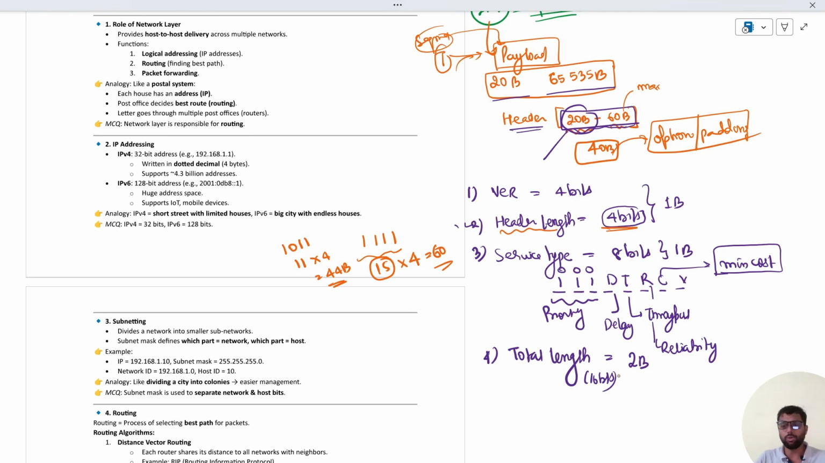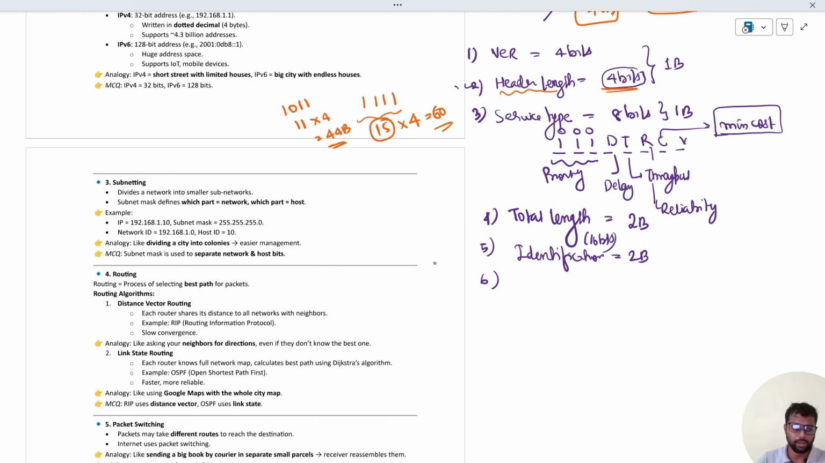So total length is 16 bits, that is 2 bytes. Here we need not multiply by 4. Only in the header length, to find the actual length, we need to multiply by 4, not in the total length. Then the other field is identification. This is also 2 bytes. Then the next field, just remember all these fields, is flag, which is 3 bits. The next field is fragmentation offset.